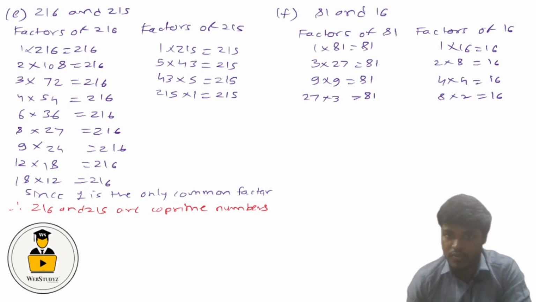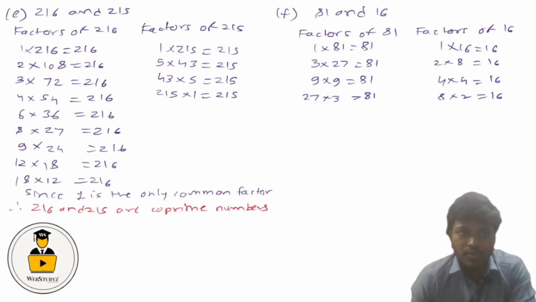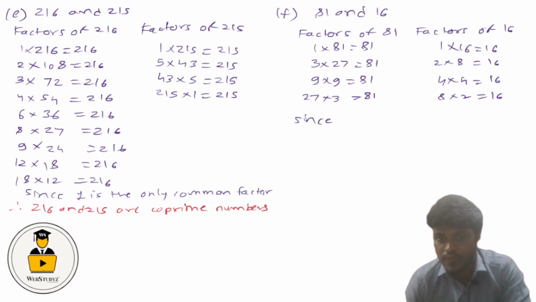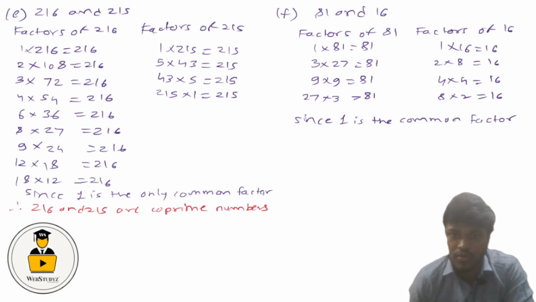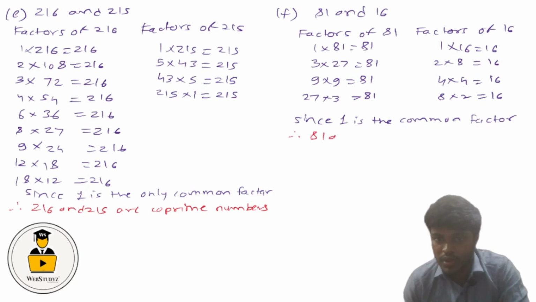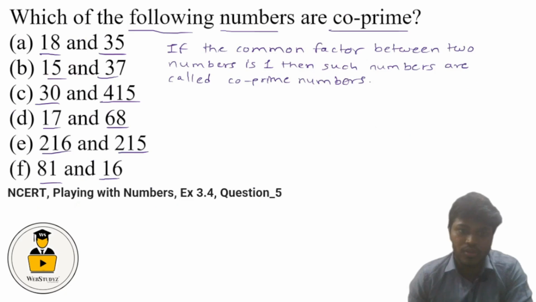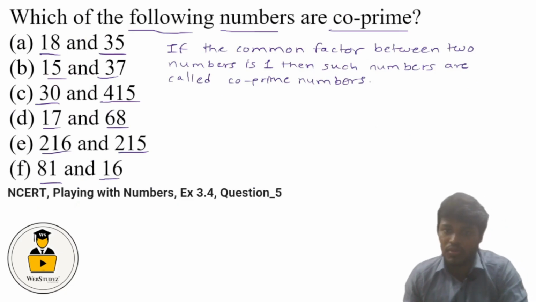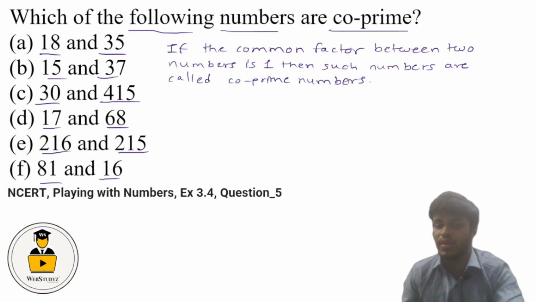If you look at the common factors, we can say that since 1 is the common factor, therefore 81 and 16 are co-prime numbers. So in this question, we have used the definition of co-prime numbers to identify the numbers which are co-prime. I hope you have understood it well, and thank you.